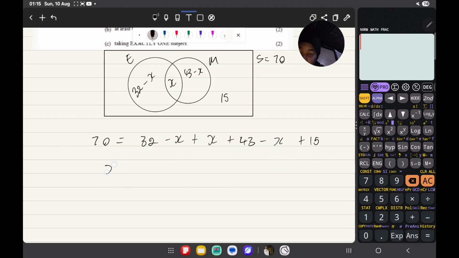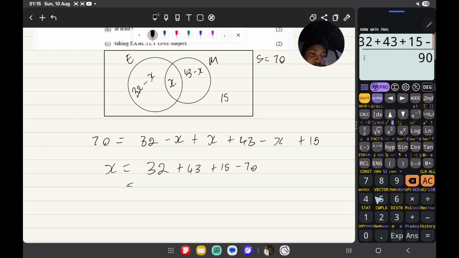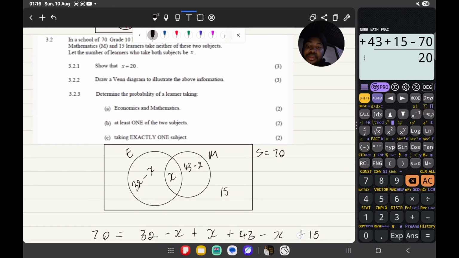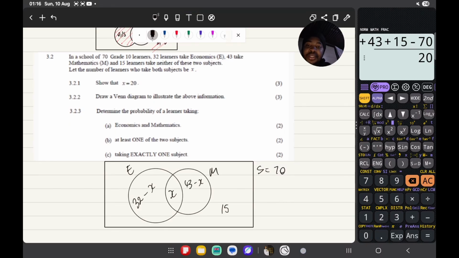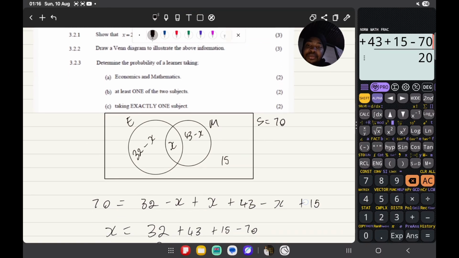So I have x equals 32 plus 43 plus 15 minus 70. Therefore 32 plus 43 plus 15 minus 70 gives me 20. You see, it was so easy. It was super easy for me to get the values. Cool.